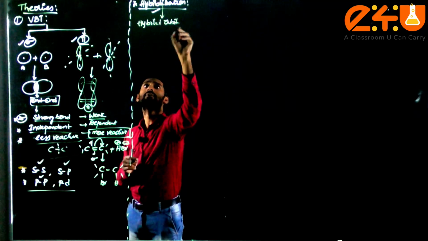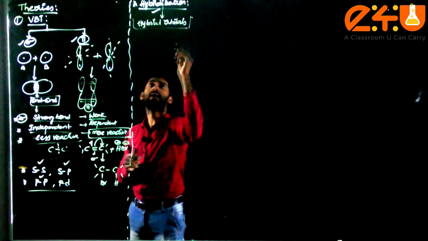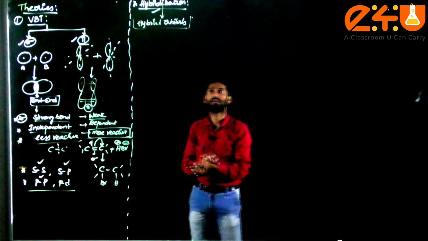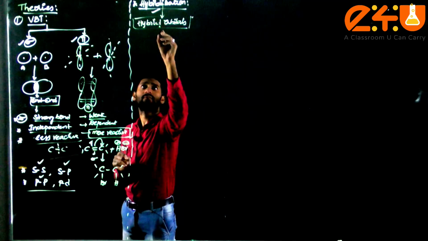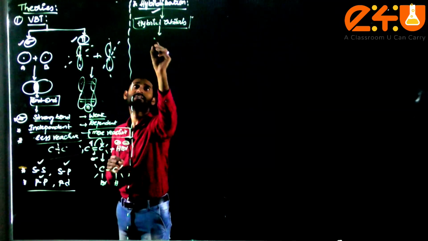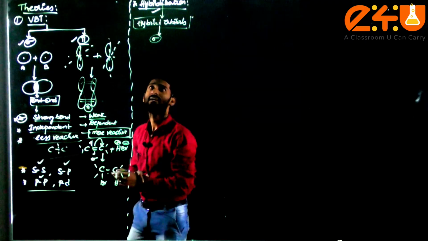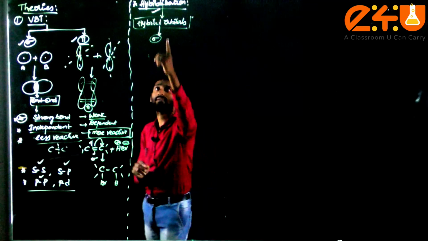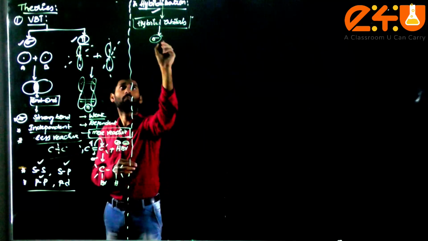Here the electrons will not be involved in the bond formation, only orbitals can be involved. Whenever the hybrid orbitals are forming here, it leads to the formation of sigma bond. These hybrid orbitals can't form any type of pi bond. This way it is a sigma bond formation.